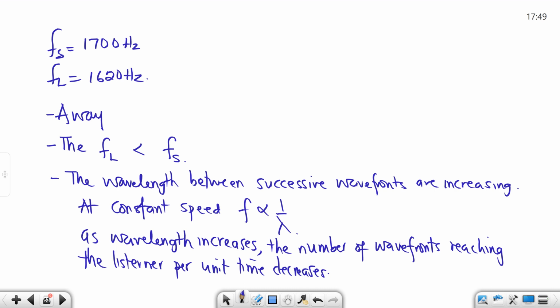Because it's taking longer for the waves, because they're traveling longer now. The wavelength is increasing. So the number of wavefronts reaching the listener per unit time is decreased. And once I say number, it's frequency. So it decreases. And this will greatly affect our formula. Do we know how to select the formula? Plus and minus?